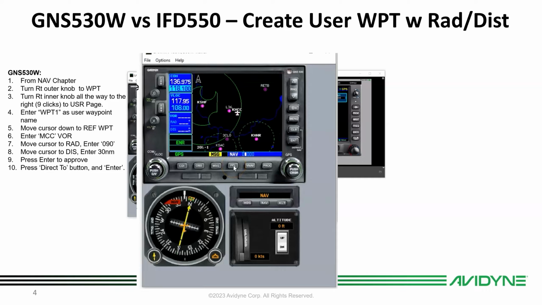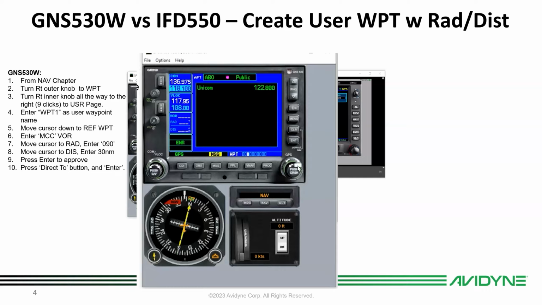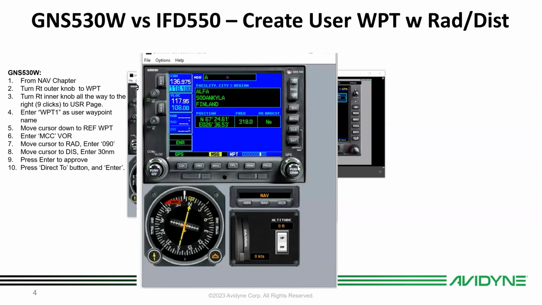Again, I'm on the nav page here, so that's fine. So we'll turn the right outer knob to the waypoint page. It's actually the waypoint chapter. I'm on the nav chapter, nav page 2. I move over one click, and I'm on the waypoint chapter, page 1. So now I'm going to use the right inner knob and click all the way to the right till I get to the user page. I think that's about 9 clicks, and that gets me over here, and it's called the user waypoint page.